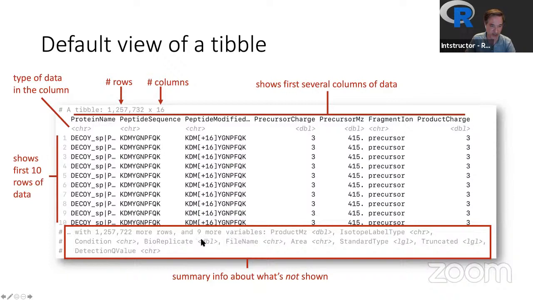It also tells us that there were 9 more variables, 9 more columns that it didn't print out, and it tells us what their names are and what their types are. We can also see the number of rows and columns. So this particular data set has over 1 million rows and 16 columns. Just by reading the data table in and printing it out to the console, we get quite a bit of information about our data already, which is really pretty cool and a nice way of understanding our data.